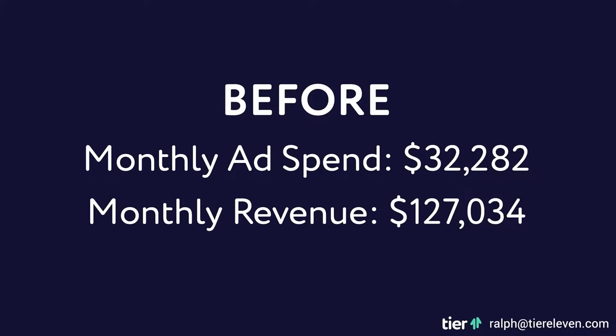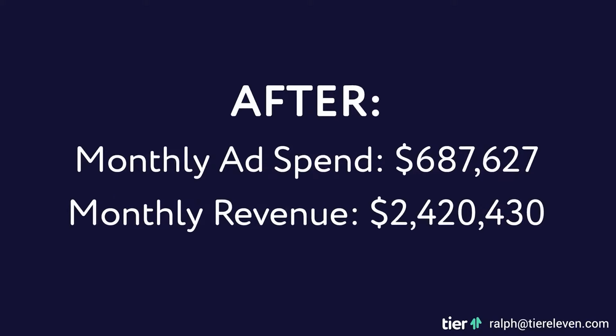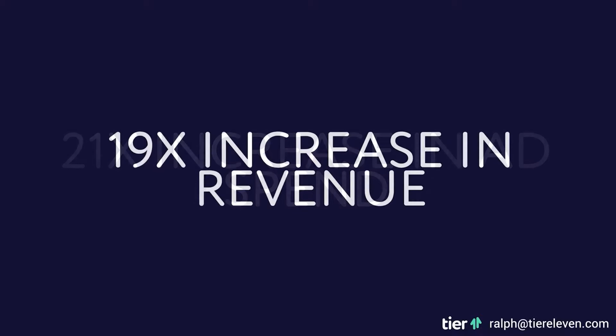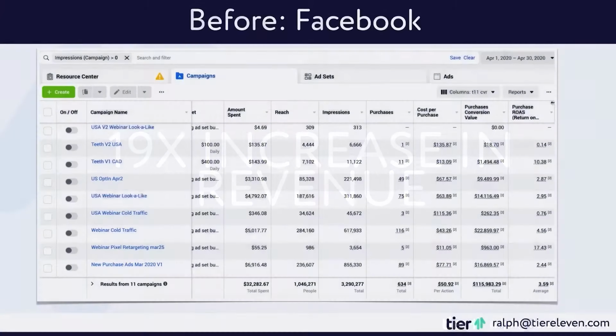Before, monthly ad spend was about $32,282, and monthly revenue was about $127,000 thereabouts. After, monthly ad spend was $687,000, with monthly revenue of about $2.4 million. Absolutely amazing. That's a 21x increase in ad spend, but more importantly, nobody really cares about the ad spend. The question is, how do you increase my business? We increased their business by 19x on a monthly basis, not to mention the millions we just created in general wealth. Pretty impressive how this was all done.